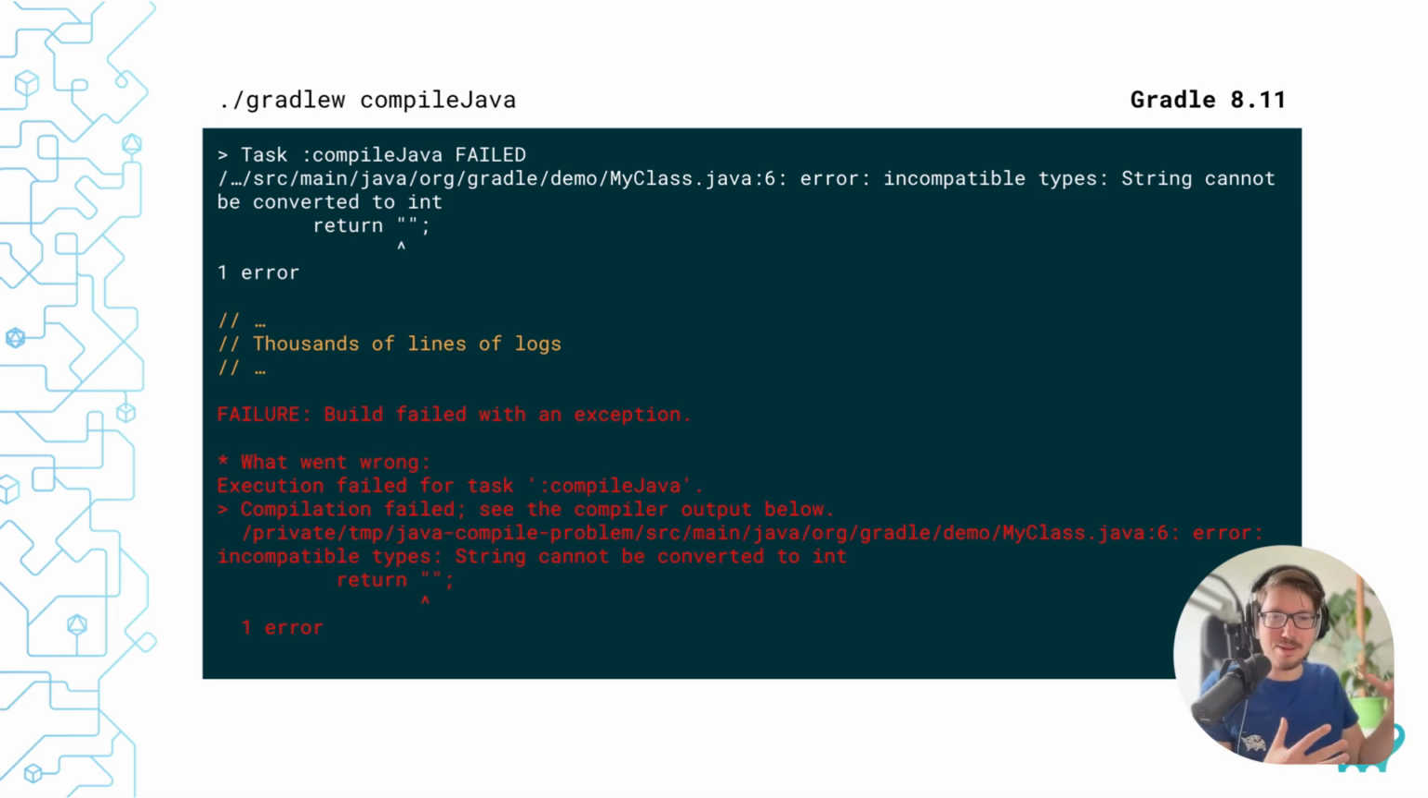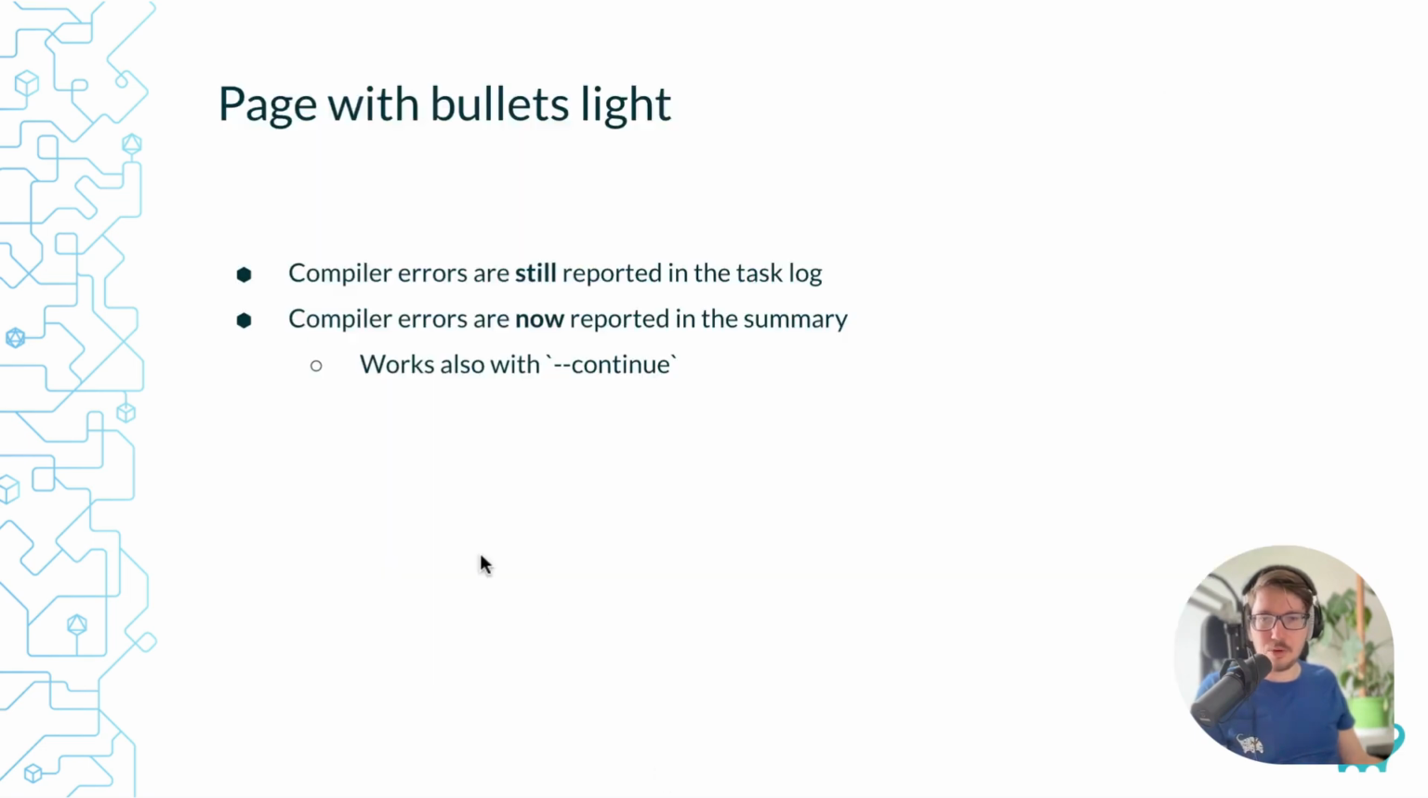Again, let's keep the mindset that between the two, there might have been lots and lots of lines. So hopefully this is going to come very handy to people who need to investigate Java compilation failures. And upon opening the log, immediately they are going to be welcomed by the error message. So just to recap, compiler errors are still reported just as before in the task log. And what's happening is that compile errors are now reported in the summary.